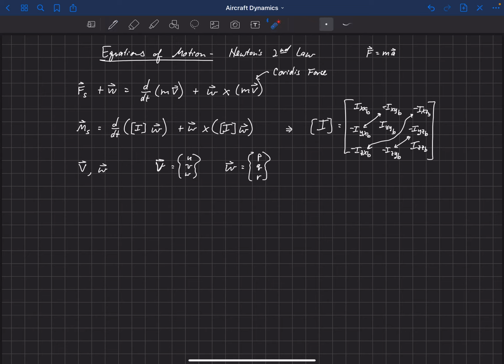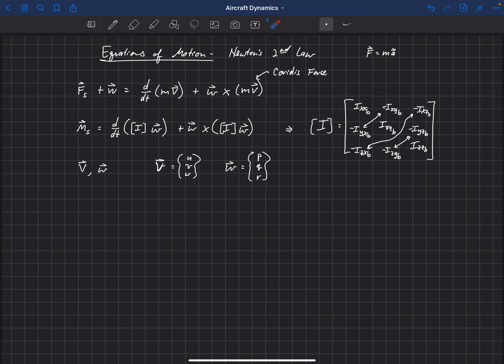Okay, so alphabetic triads, P, Q, and R is simply the rotation rate about each of the axes. So P is about the roll axis or the x-axis, Q is about the y-axis or the pitch axis, and R is about the z-axis or the yaw axis. Okay, just like U, V, and W are the velocity components along each of those axes, P, Q, and R are the rotation rates about those axes.